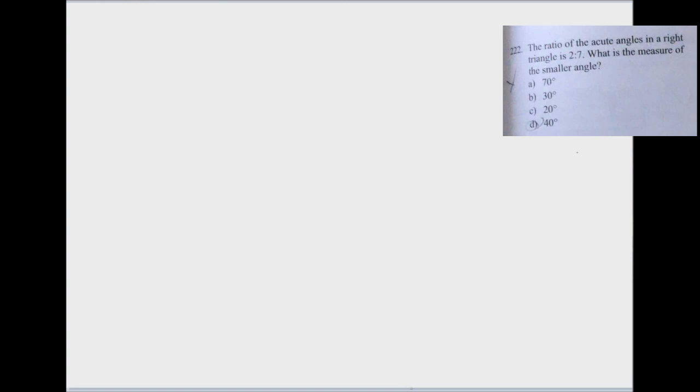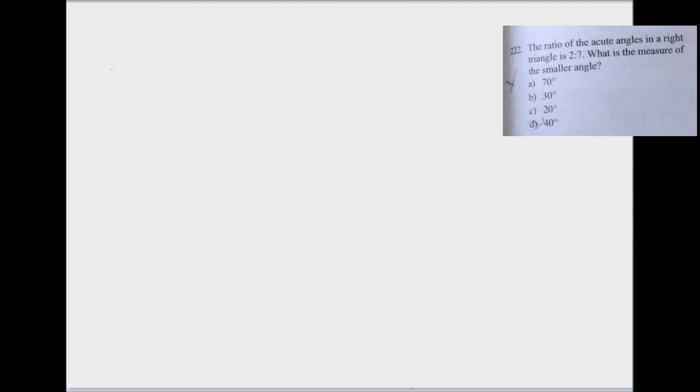We first start with the question. The ratio of the acute angles in a right triangle is 2 to 7. What is the measure of the smaller angle? A, 70 degrees; B, 30 degrees; C, 20 degrees; and D, 40 degrees.